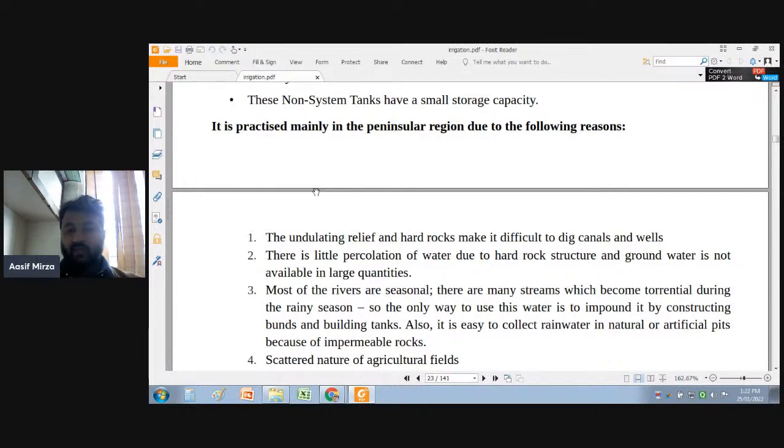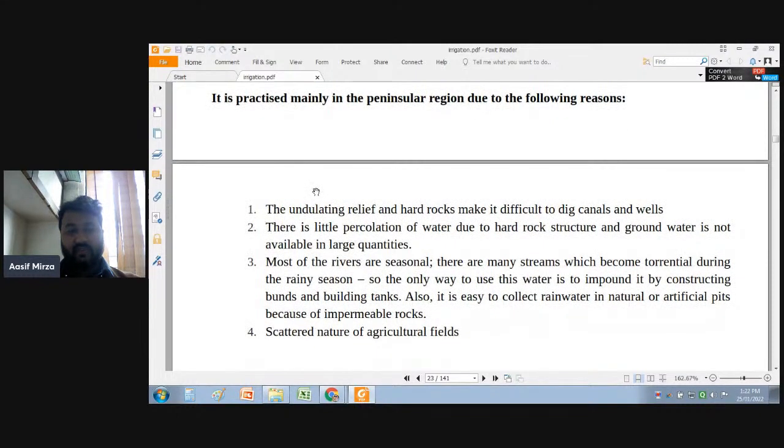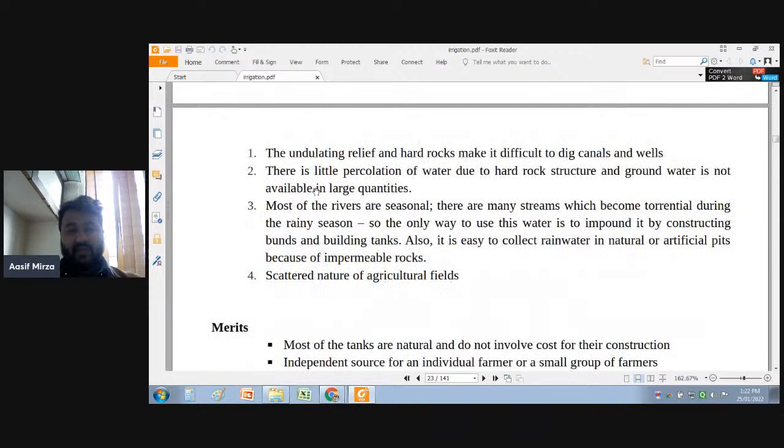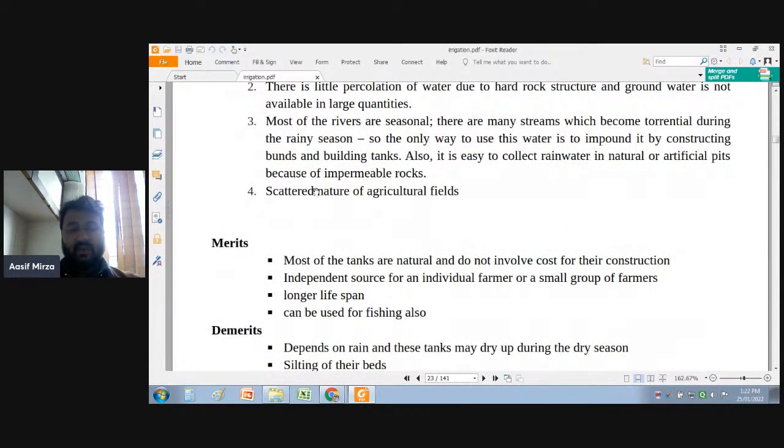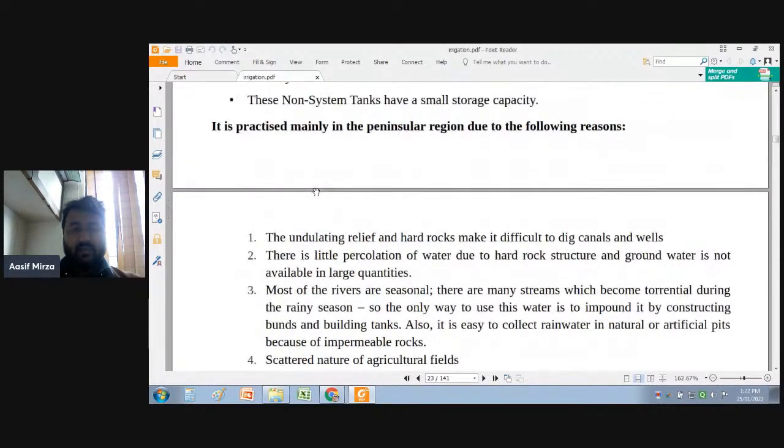So the only way to use this water is to impound it by constructing bunds and building tanks. Also, it is easy to collect rainwater in natural or artificial pits because of the impermeable rocks. Another reason is the scattered nature of the agricultural fields. So we have merits and demerits for this type of tank.